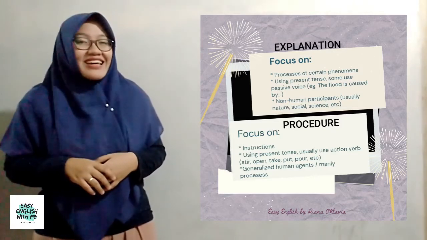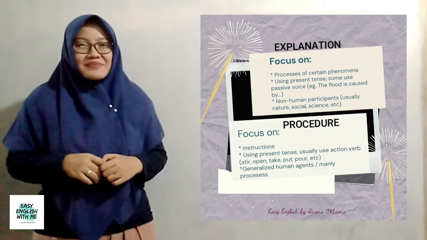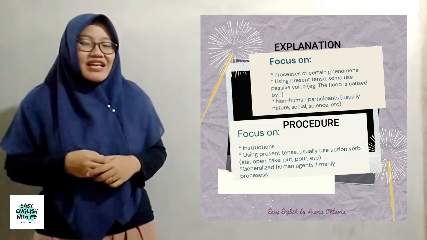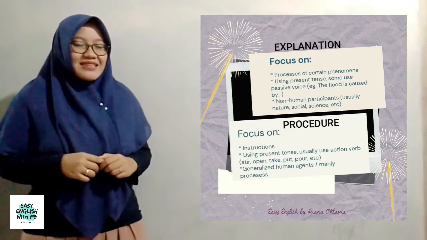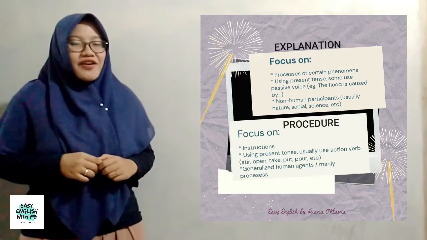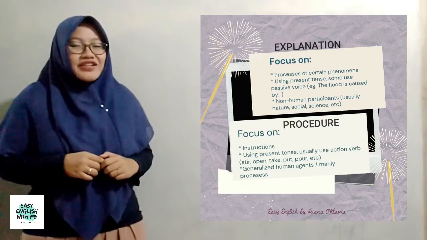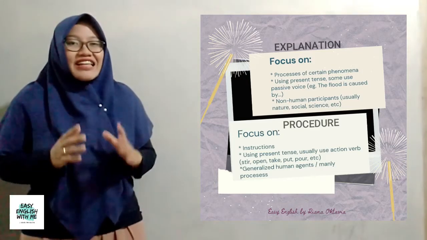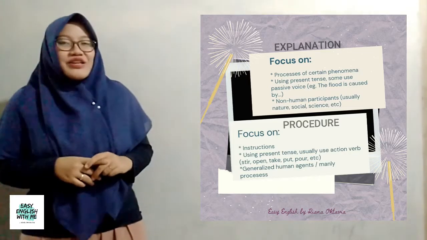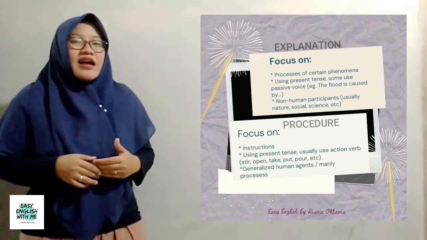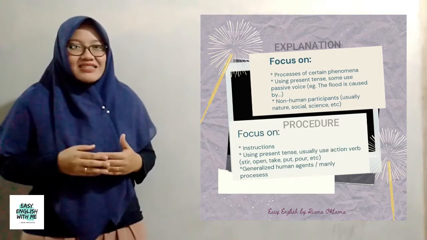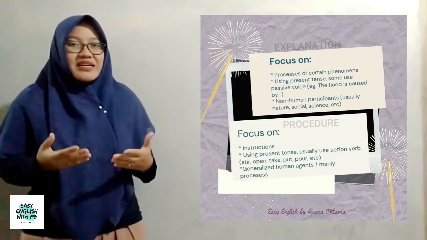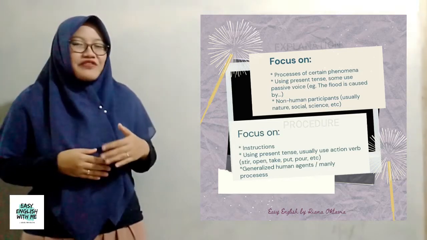What about procedure text? Yes, box number 2 is about procedure text. So, what does procedure text focus on? Yes, that's true. Procedure text focuses on giving instructions. The next point of procedure text is using present tense. Usually it uses action verbs. For example, you can see here. Yes, and the last point of procedure text is usually generalized by human, or usually it's about mainly processes. So it's about how to do something by human or people, and we can do it, we can use it by following some steps of procedure text.